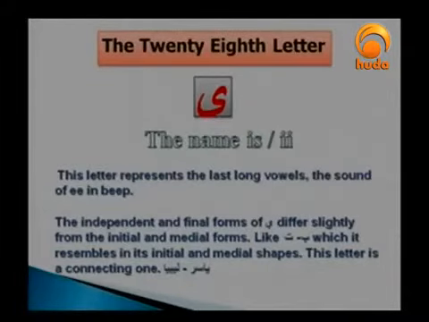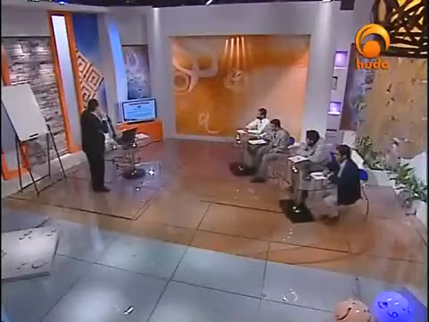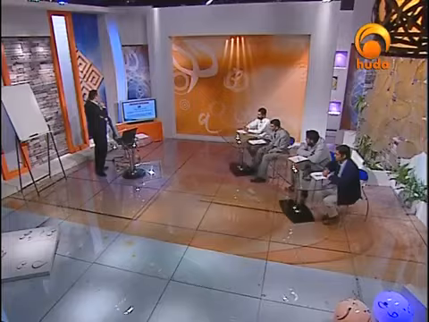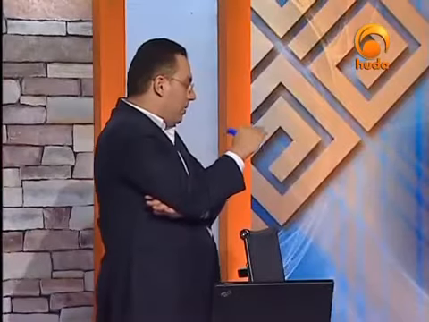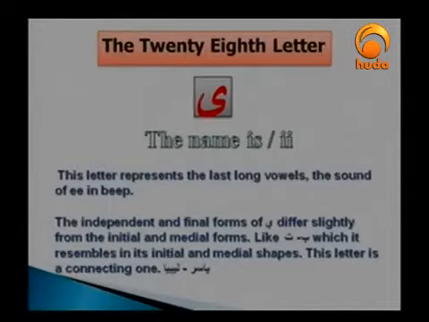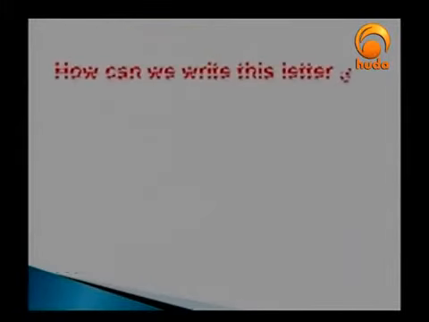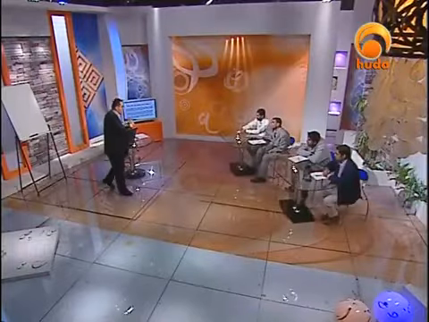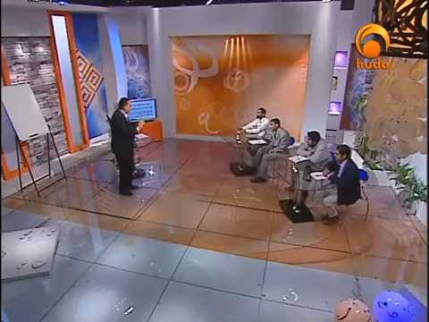The independent and final forms of ya differ slightly from the initial and medial forms, like ba and ta, which it resembles in its initial and medial shapes. This letter is a connecting one. So I can understand now that if I would like to write ya, it's a connector letter. It's connected with the following one. And when it comes in the medial position, it's also a connecting letter, so it's connected with the previous letter and with the following one. How can we write such a letter?